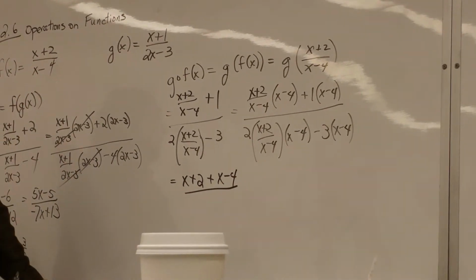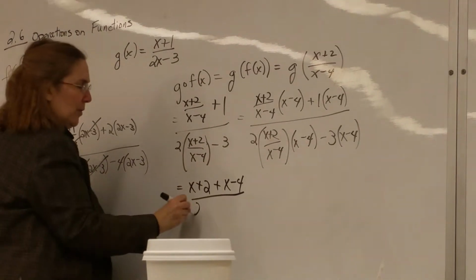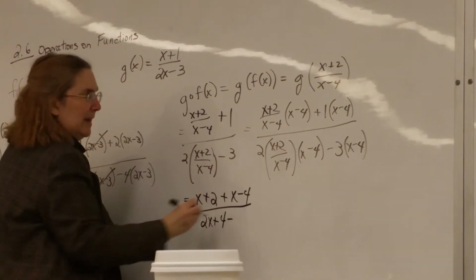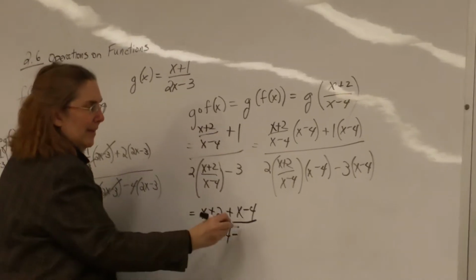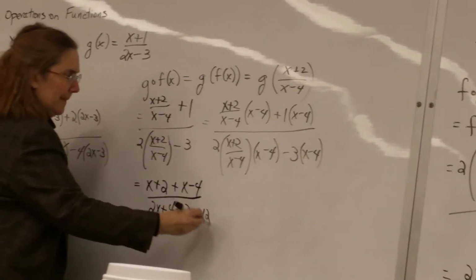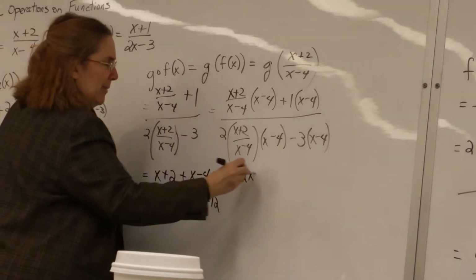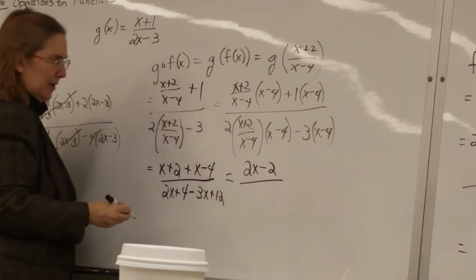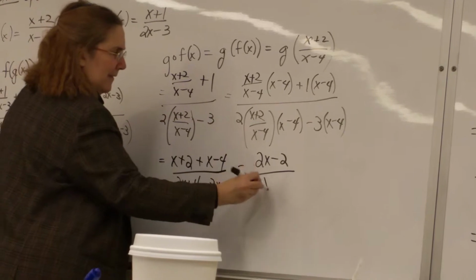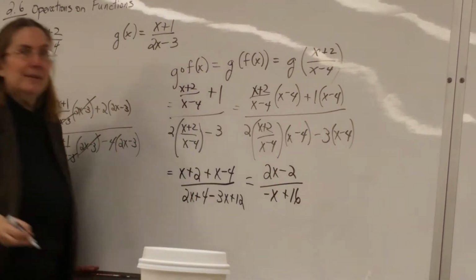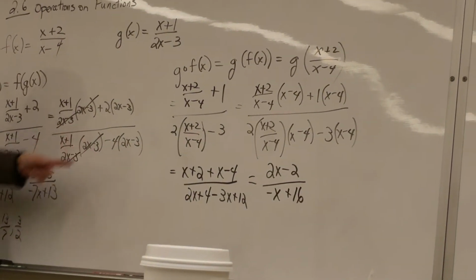Denominator? 2x plus 4 minus 3x plus 12. That's 2x minus 2 over negative x plus 16. Once again, notice they are not the same.